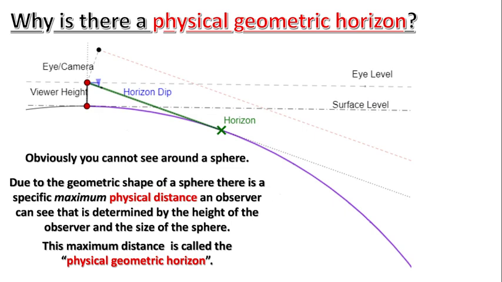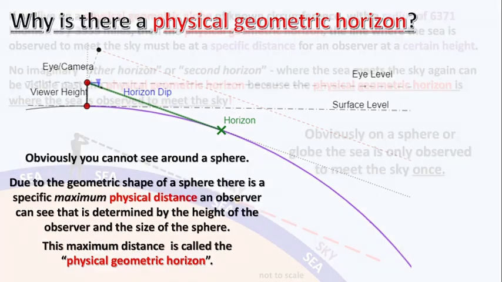Why is there a physical geometric horizon? Obviously, you cannot see around a sphere. Due to the geometric shape of a sphere, there is a specific maximum physical distance an observer can see that is determined by the height of the observer and the size of the sphere. This maximum distance is called the physical geometric horizon.